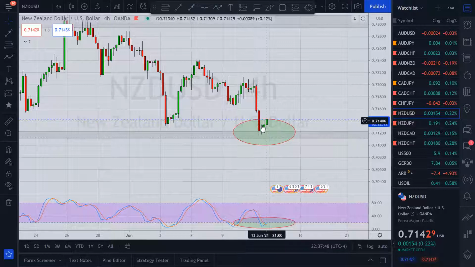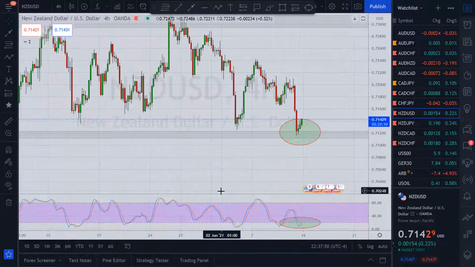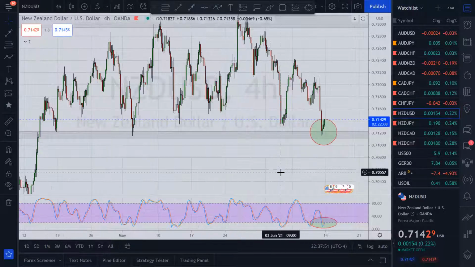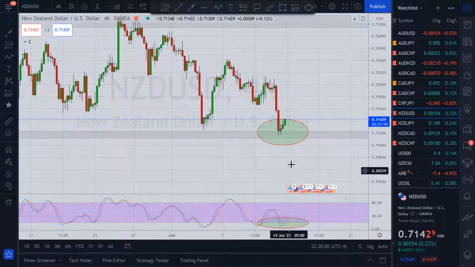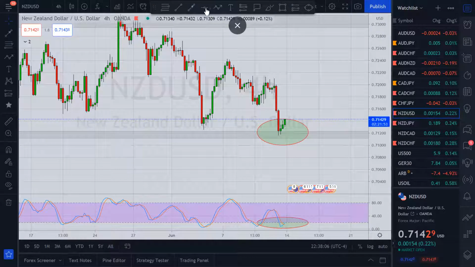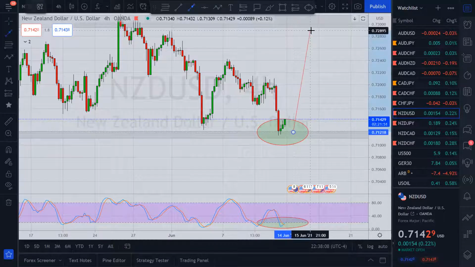So we're about ready to take an entry on this one. You can see on the 4-hour, the blue has already crossed the red. This might be a good time. It broke this previous candle high. This might be a good time to think about taking a long position.